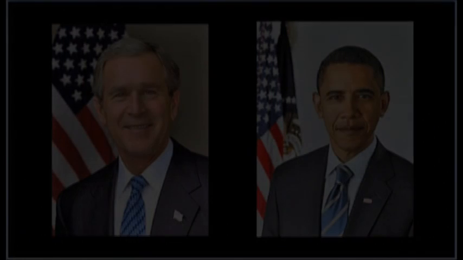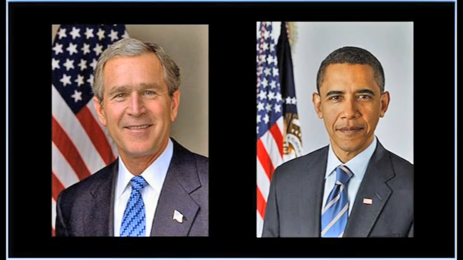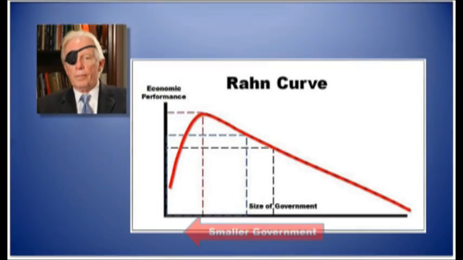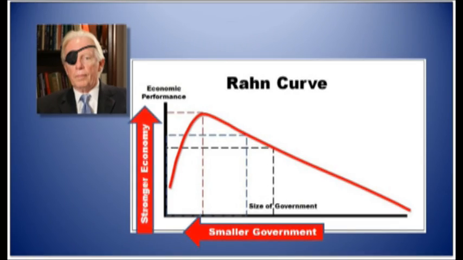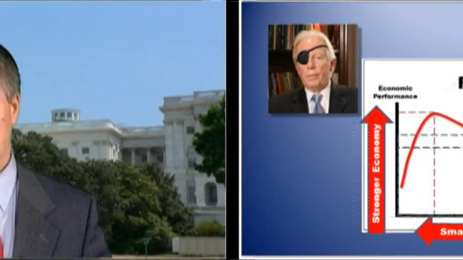It doesn't matter whether Republicans are spending too much money or Democrats are spending too much money. And it doesn't matter whether we're looking at America or other nations. If we want a strong economy, the Rahn curve tells us that we need to dramatically reduce the burden of government spending.